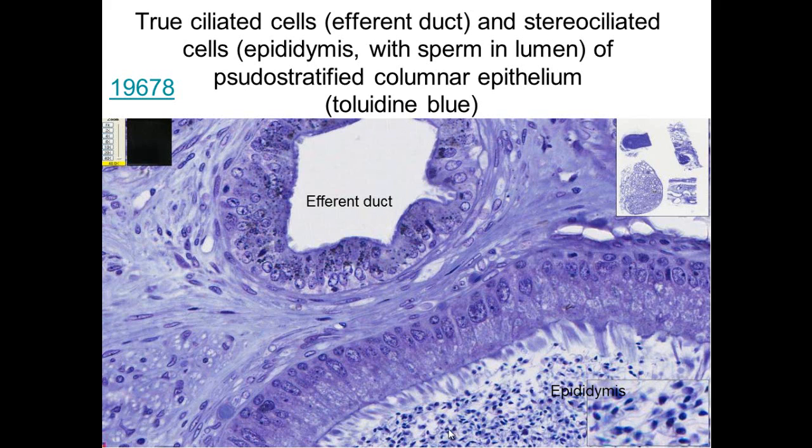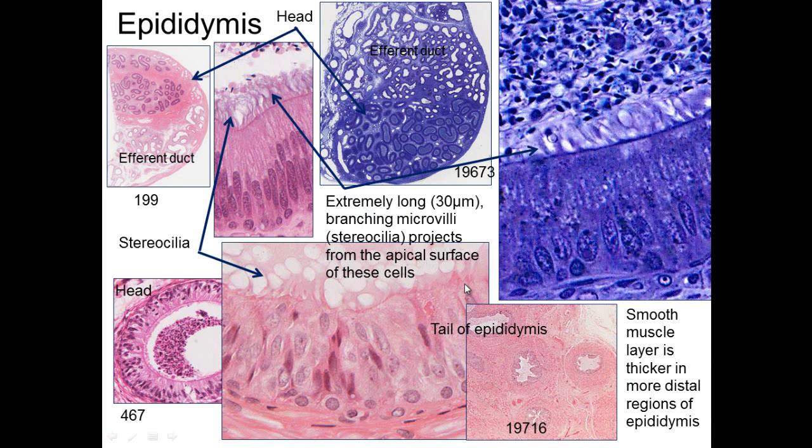epididymis. Here we see some spermatozoa in there and the long stereocilia, not true cilia, just very long branched microvilli that hold the sperm off of the epididymis epithelium, and you can see there's some smooth muscle here in the head of the epididymis. So here we see the head of the epididymis, pseudostratified columnar epithelium with stereocilia is what we see there. Some more sperm in the lumen.